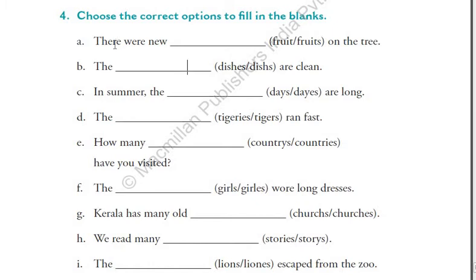The first question is, there were new desks on the tree. Now were, the word were is here. Correct? Were is never used for singular unless it is a personal pronoun I. Sometimes you can use I were if I were the Prime Minister. But other than that, were is never used for singular.